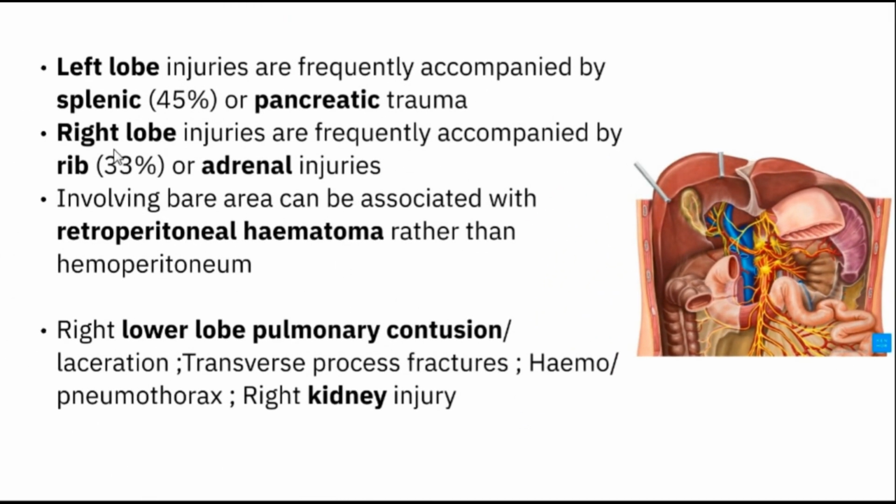For example, when you have a left lobe injury, about 45% of them also have splenic or pancreatic trauma. If the right lobe is involved, we can see that 33% will be associated with rib fractures or adrenal injuries, and other organs, of course, like the lungs, which may have hemothorax or pneumothorax, or the spine, like the transverse processes, or the kidney.